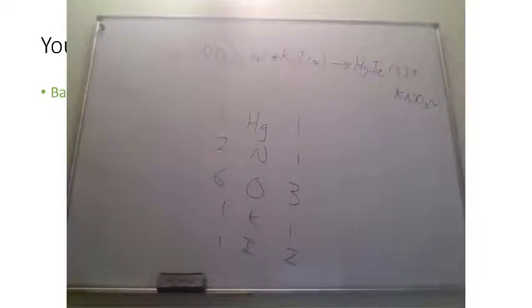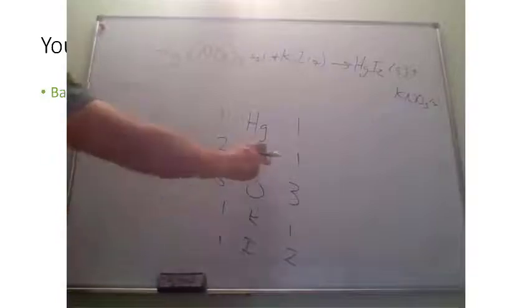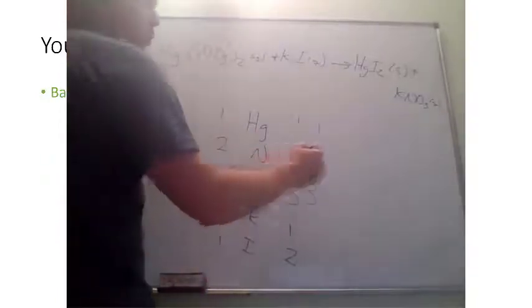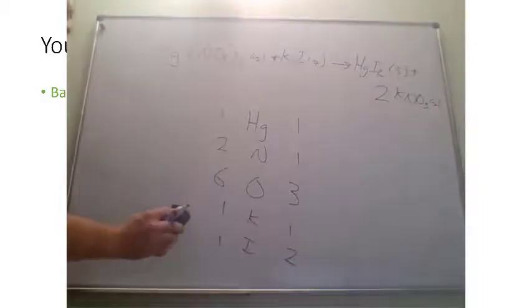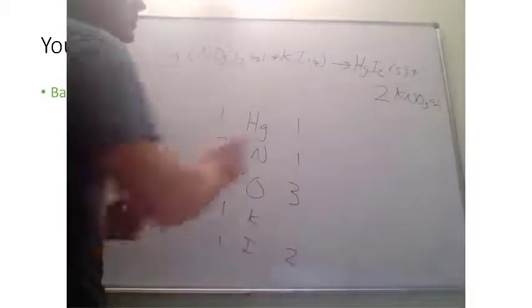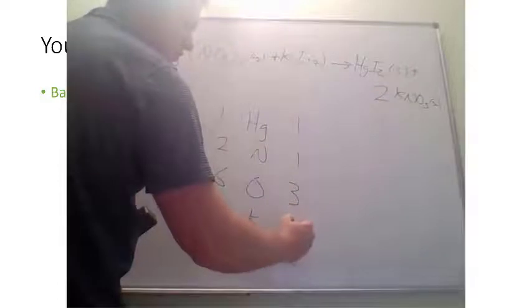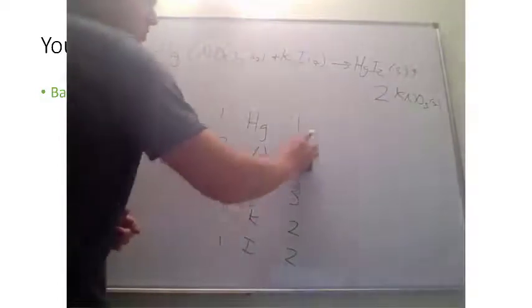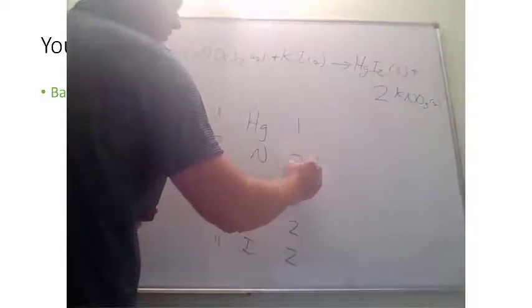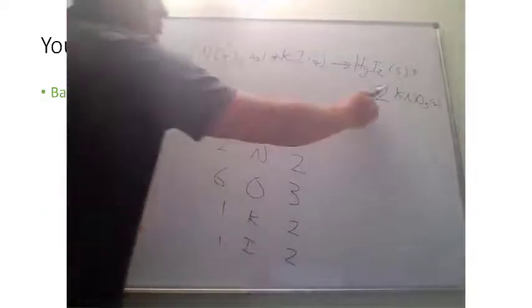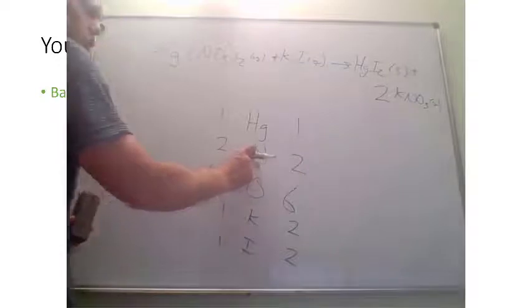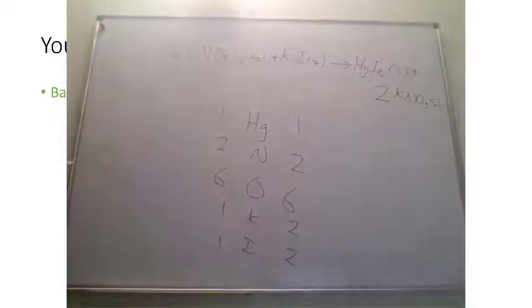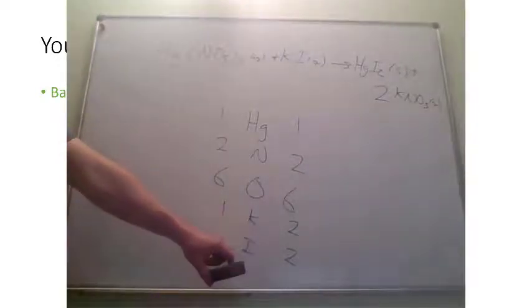Okay? So now we need to recognize that we need to increase our number of nitrogen from 1 to 2. So if we add a 2 stoichiometric coefficient to the outside of the KNO3, that's now going to increase. 2 times 1 gives us 2 K. 2 times 1 for the nitrogen gives us 2 nitrogens. 2 times 3 for the oxygen gives us 6 oxygen. So now we're good on nitrogen, we're good on oxygen. Now we're off on K and I.